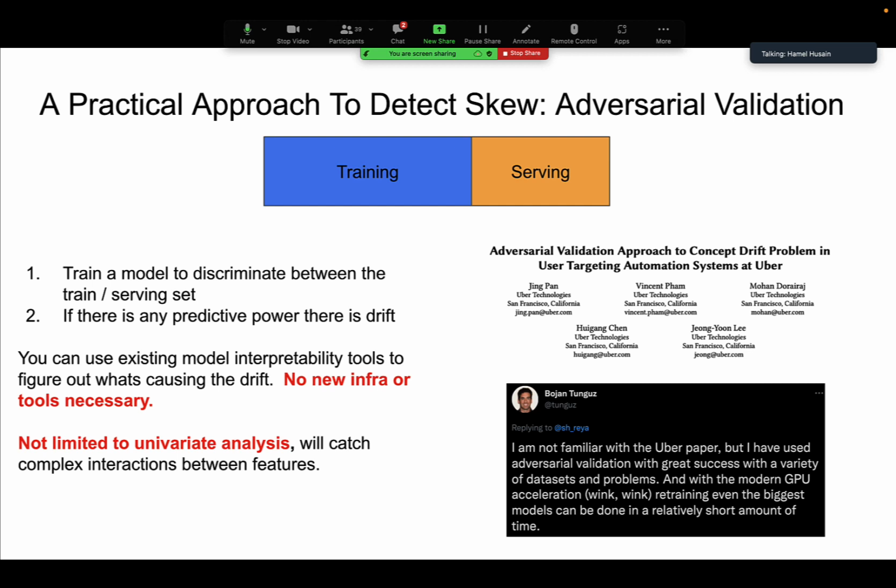The good thing about this is you can use all of your familiar machine learning interpretability machinery to then drill into why that's happening. And so you don't need any new infrastructure or tools to do this. Also, it's not a univariate test. Basically, you can catch complex interactions in your data that are indicative of skew.